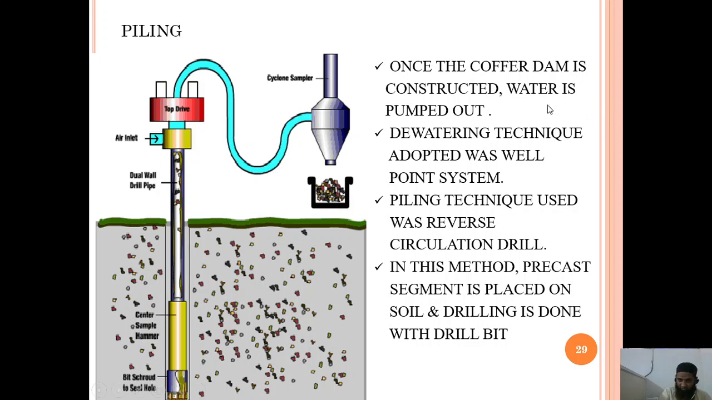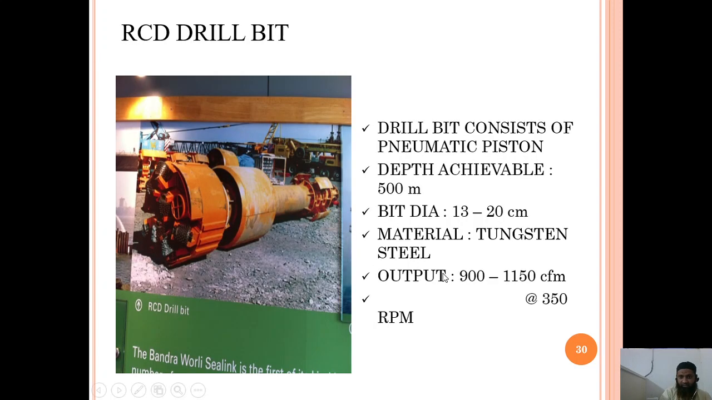The piling technique used was reverse circulation drill. You can see in this method, a precast segment is placed on soil and drilling is done with the drill bit. So basically it is drilled, then the precast segment which has already been constructed is sent inside.